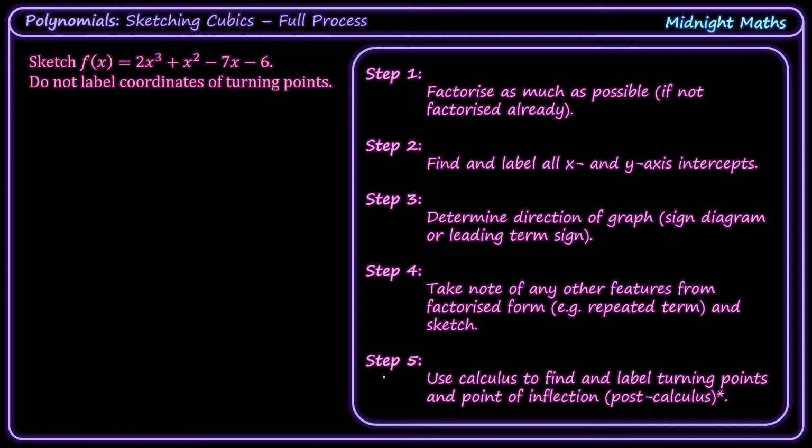And then finally, for step 5, we'll use calculus to determine the turning points and label them, and the point of inflection. Now, step 5 is actually an extension topic, so we won't be covering it in this course. However, once you do cover calculus in your course, this will probably be an additional step to this process that you'll need to work on to be able to fully label all elements of this graph. However, for us, we will only be looking at steps 1 through to 4.